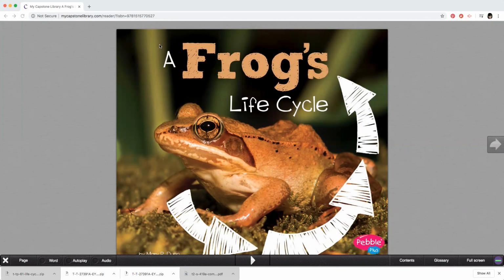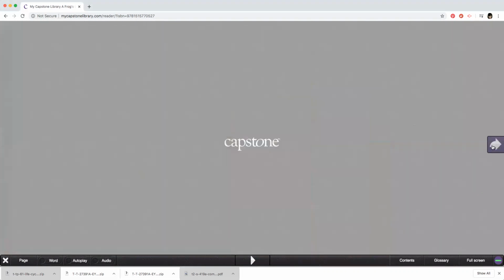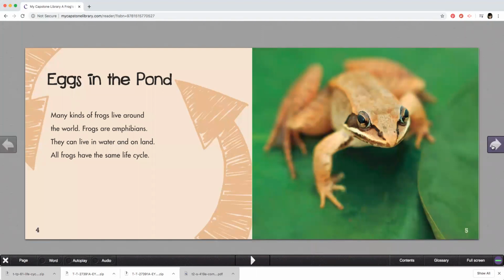I'm gonna read to you a frog's life cycle. Eggs in the pond. Many kinds of frogs live around the world. Frogs are amphibians. They can live in water and on land. All frogs have the same life cycle.